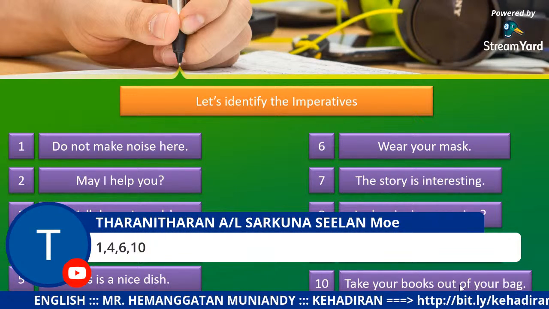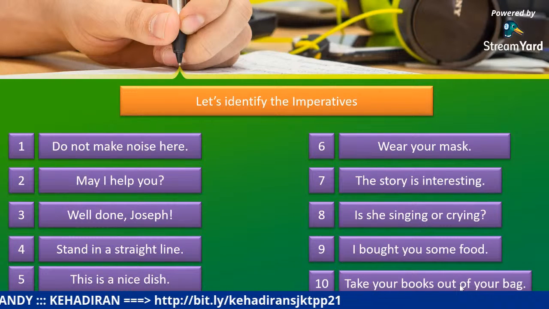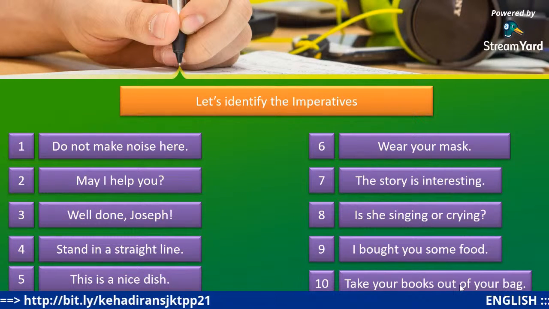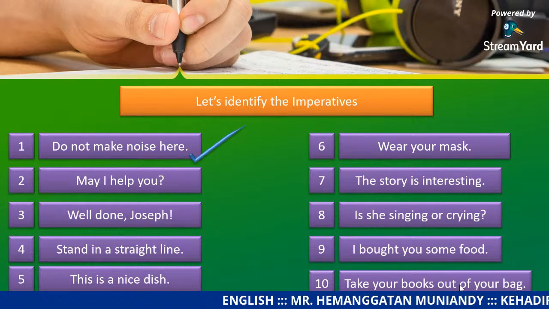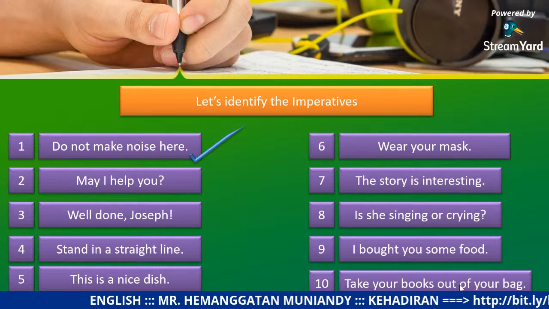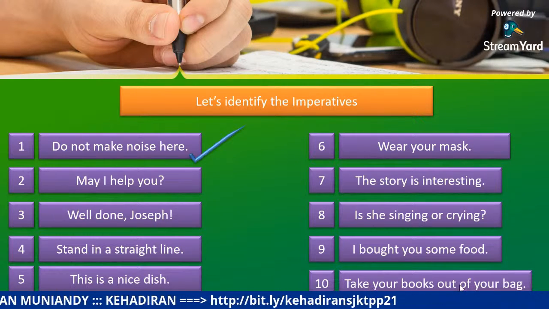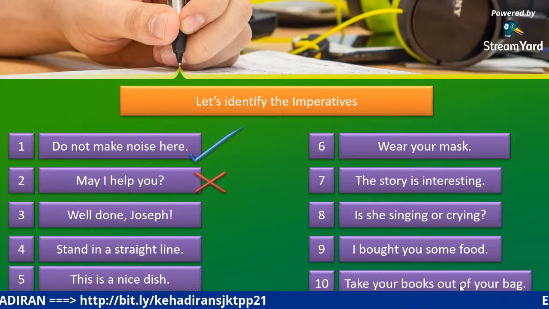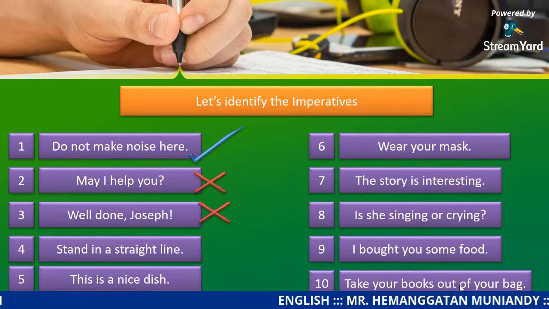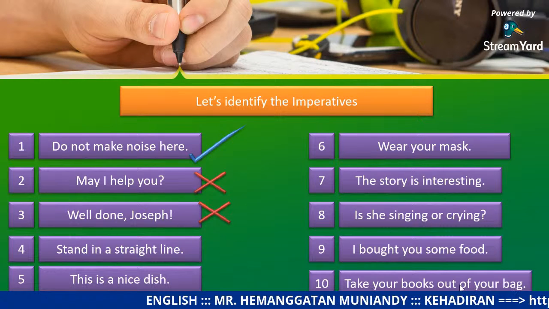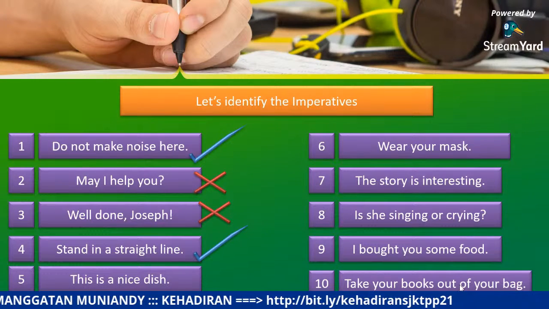All right. Let's look at the right answer. Thank you, Manjula. 1, 4, 6, 10 also. Let's look at the right answer now, my dear viewers. The first one, correct. Right. Number 2, may I help you? Isn't that a question? Yes. Number 3, well done, Joseph. I saw somebody commented that. It is wrong. Number 4, stand in a straight line. Yes, you are instructing someone to do something.